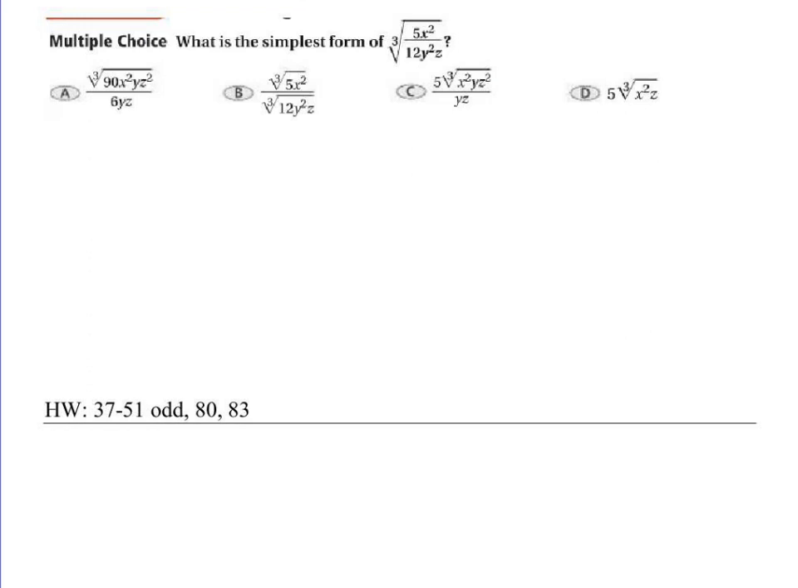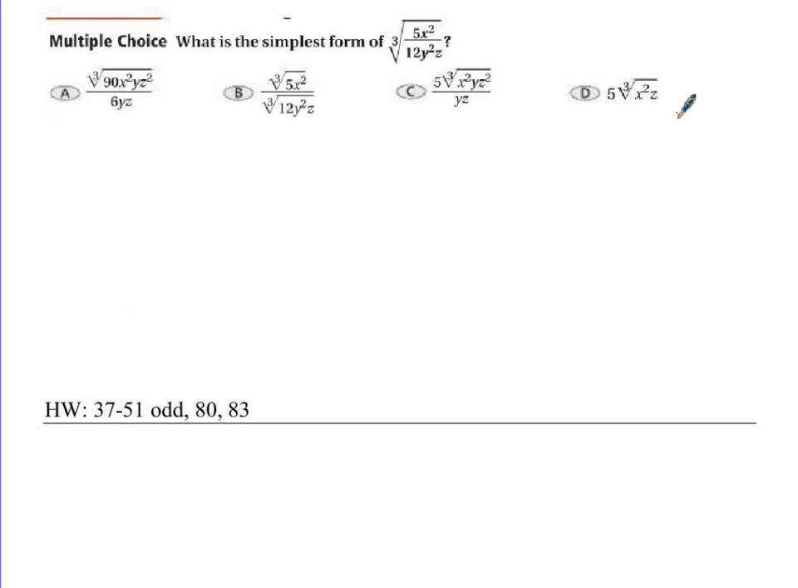The last problem in section 2 is probably going to clear some things up for you on the homework when you get to things that look like this. So it says, what is the simplest form of the cube root of 5x squared divided by 12y squared z? So then I look at my answers here, and wow, they look a lot different than what they started off as.